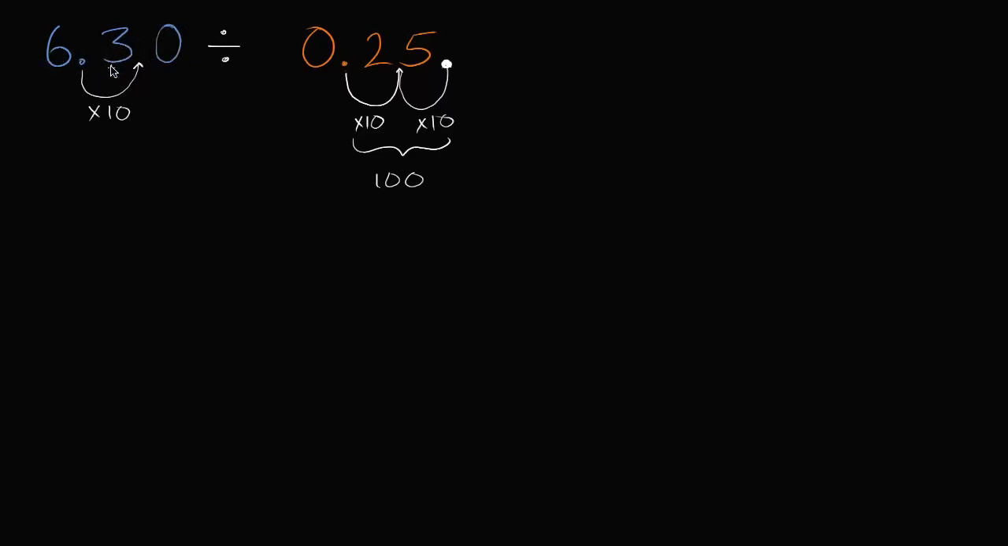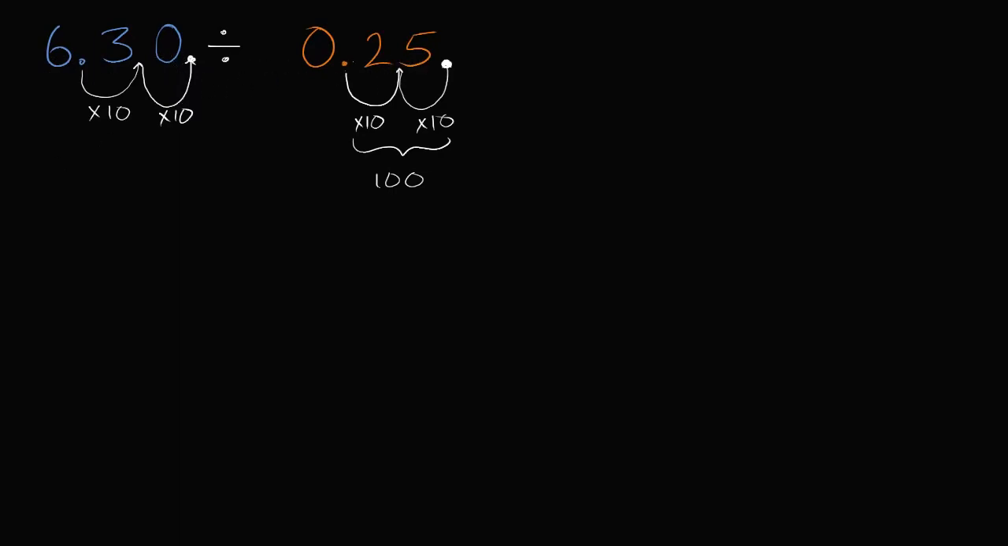6 and 3/10 is the same thing as 6 and 30 hundredths. So now I can move the decimal one more spot to the right. And so I'm multiplying by 10 again, and it becomes 630. So 6.3 divided by 0.25 is the same thing as 630 divided by 25.